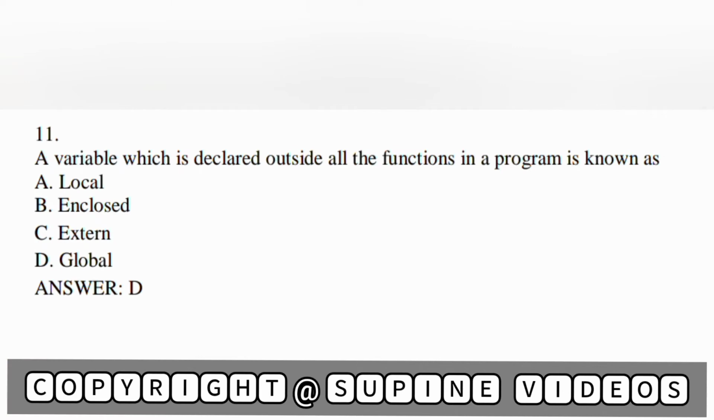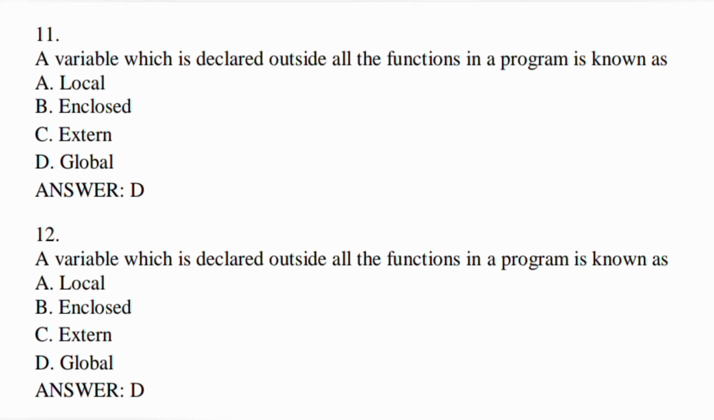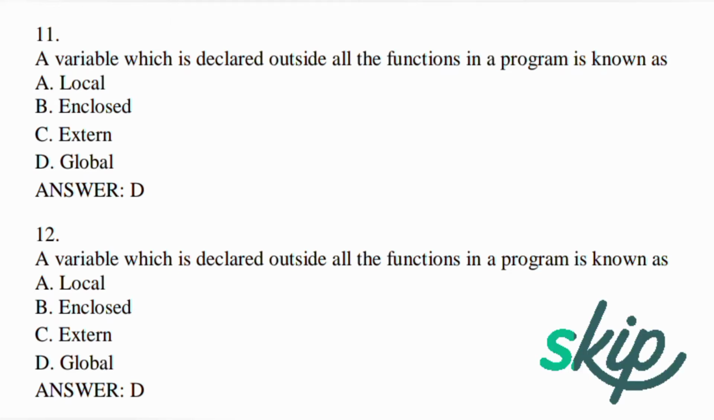List. Question number 11. A variable which is declared outside all the function in a program is known as, your options are A. Local, B. Enclosed, C. External, D. Global. The answer is option D. Global. இந்த கொஸ்டின் பேப்பரில் கொஸ்டின் நம்பர் 12 சேமாக தான் கொடுத்துருக்காங்க. ஸோ நான் அதை மட்டும் ஸ்கிப் பண்ணிடுறேன்.